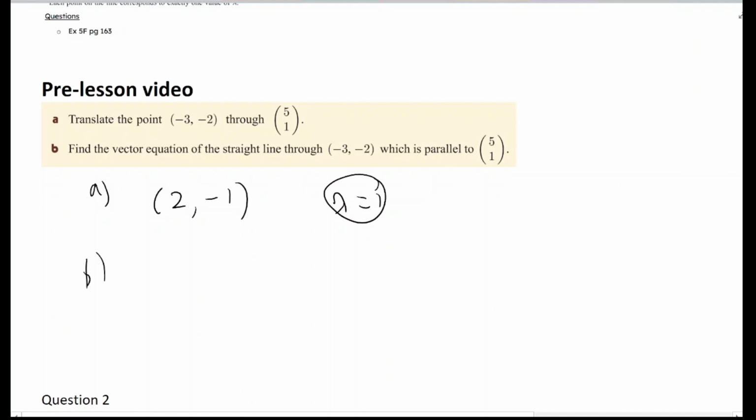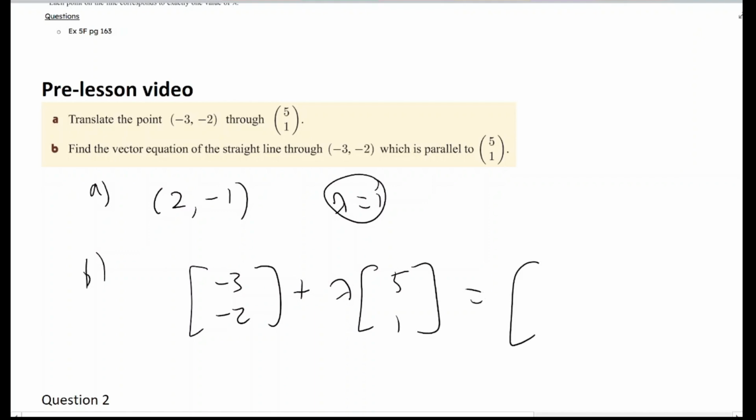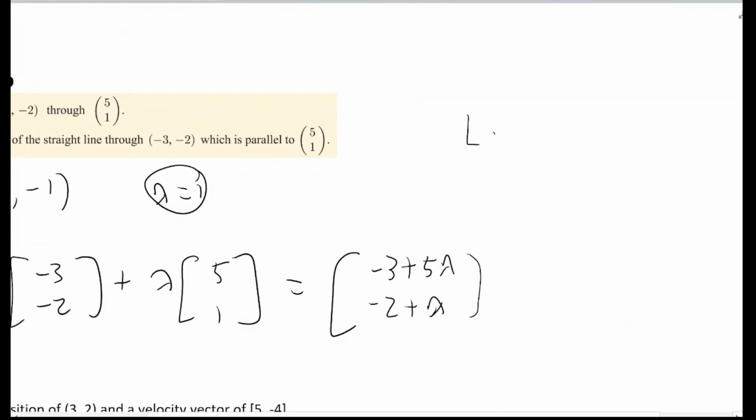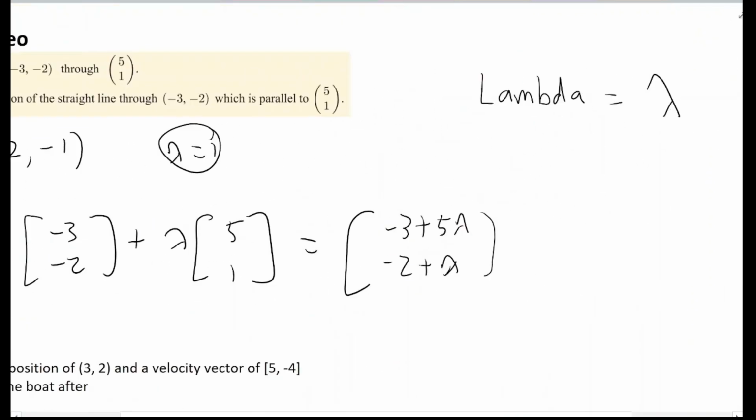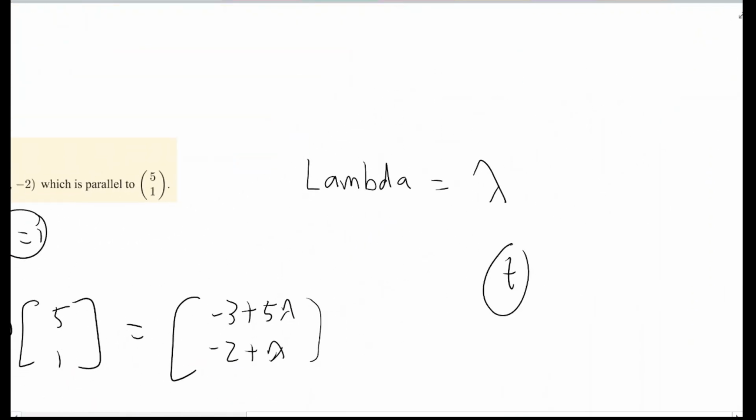Speaking of the line, here's a vector equation. Essentially it's going to look like the original point (-3, -2) plus lambda times our direction vector (5, 1). Or if you want to simplify that down, it could look like minus 3 plus 5 lambda and then minus 2 plus 1 lambda. There we go. By the way, the word that I keep saying is lambda, and it's a Greek letter. It looks like that. Sometimes people use a t if they want.